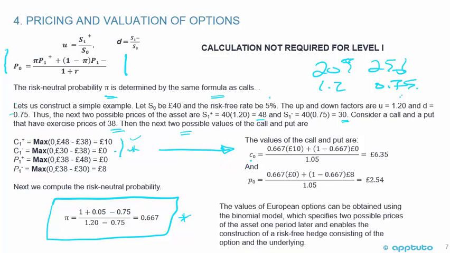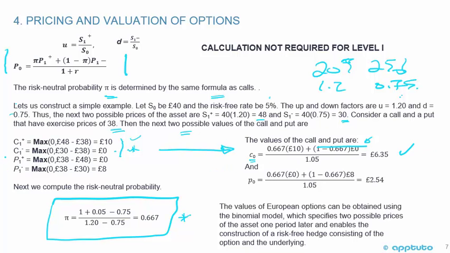We can then calculate the value of the call option. In the numerator, we have the risk-neutral probability times the value C plus, plus 1 minus the risk-neutral probability times C minus. And we know C minus is going to be 0. So this part of the equation strikes out to be 0. So the numerator is just going to be the 0.667 times 10 pounds divided by 1 plus the risk-free rate. And we get the value of the call option to be 6 pounds and 35 cents, okay? So let's move on to the put.